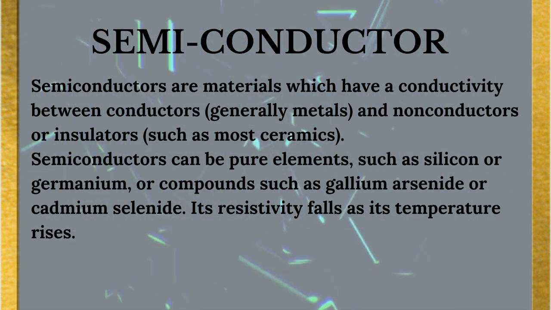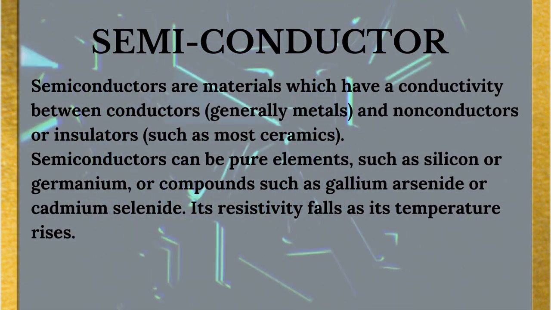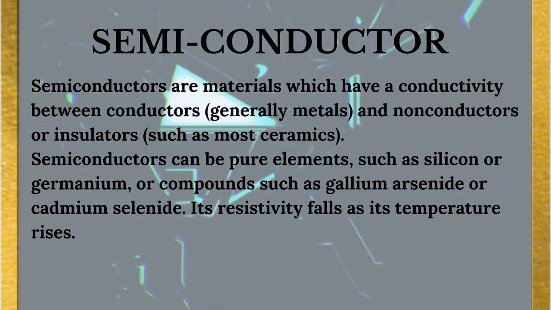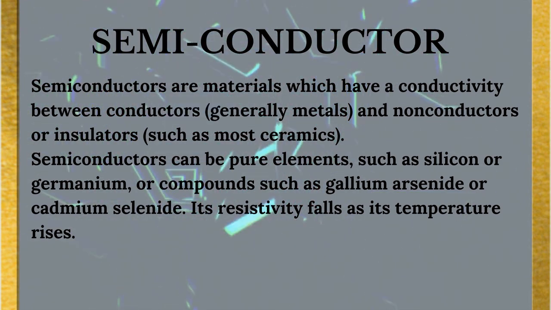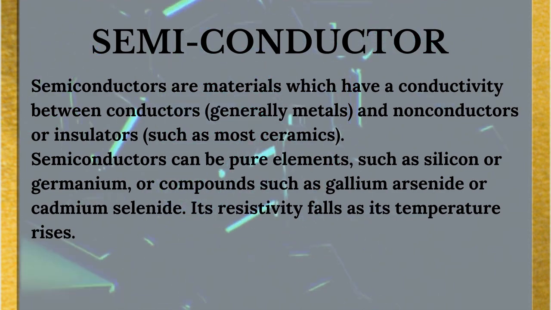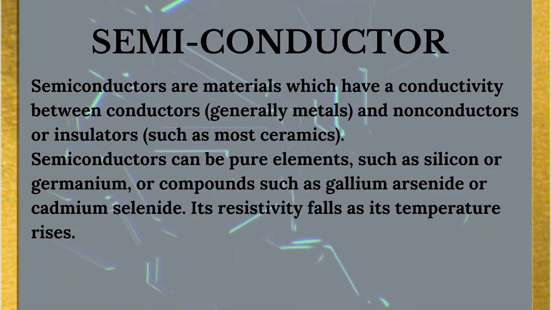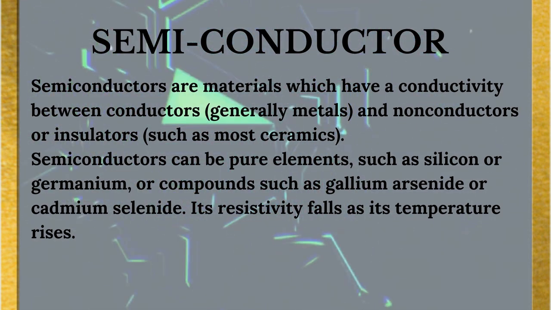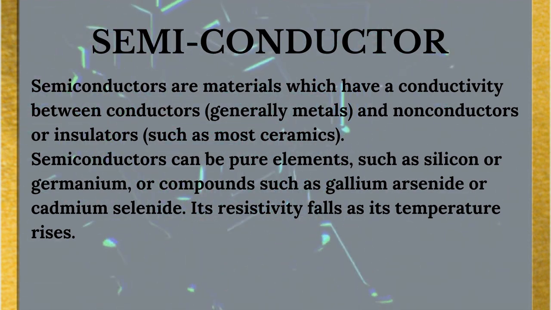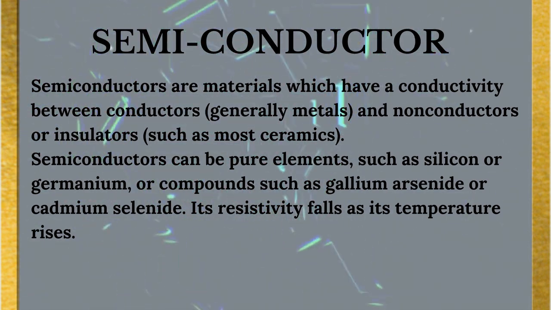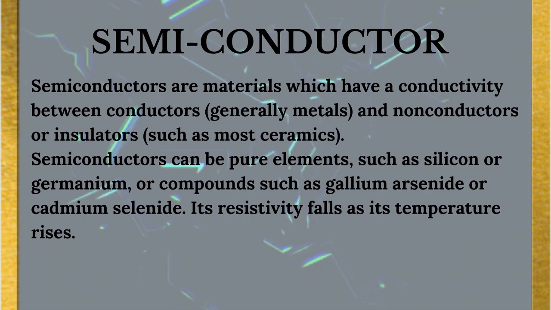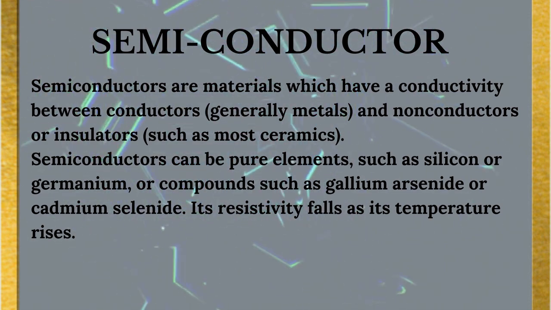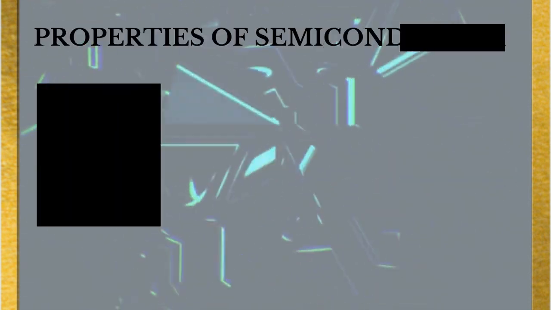Semiconductors. Semiconductors are materials which have a conductivity between conductors, generally metals, and non-conductors or insulators, such as most ceramics. Semiconductors can be pure elements, such as silicon or germanium, or compounds such as gallium arsenide or cadmium selenide. Its resistivity falls as its temperature rises.